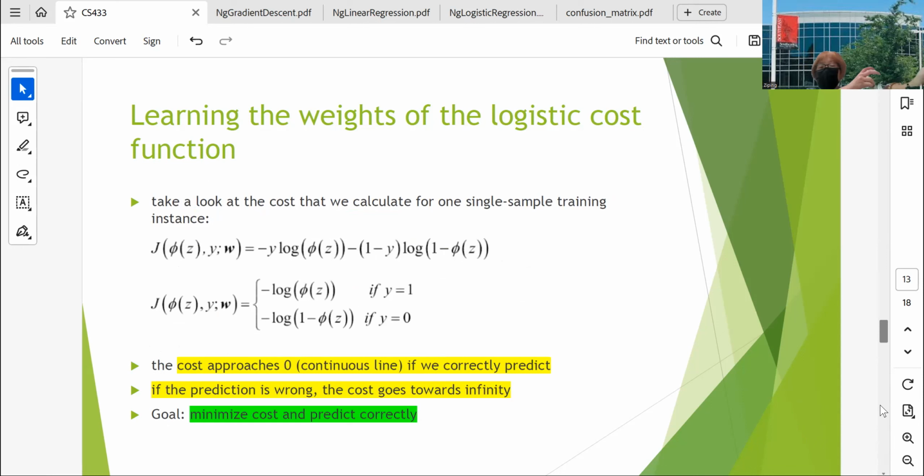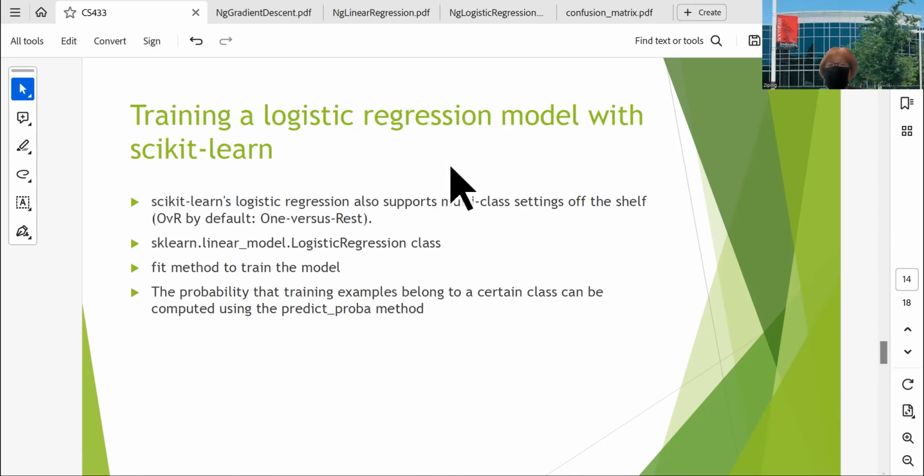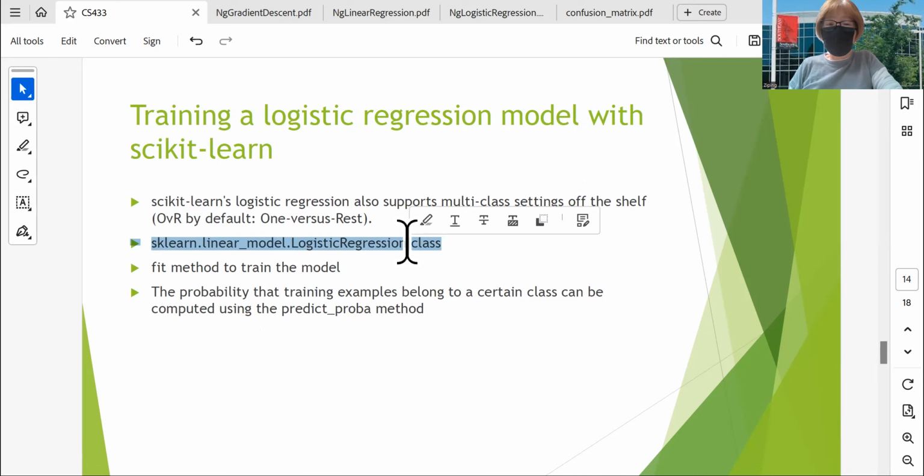And basically for the cost function, you can simplify it because y is 1 or 0. And the goal is still to minimize the cost, so we can apply gradient descent. And for logistic regression, sklearn provides this model, so we can go ahead and use it.